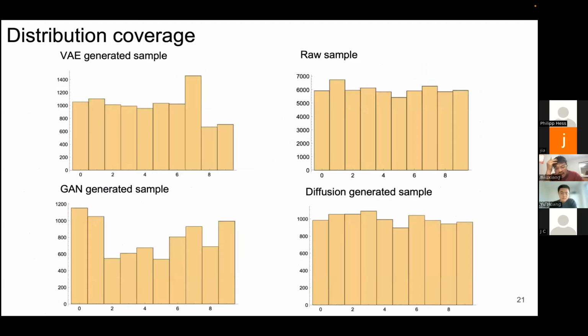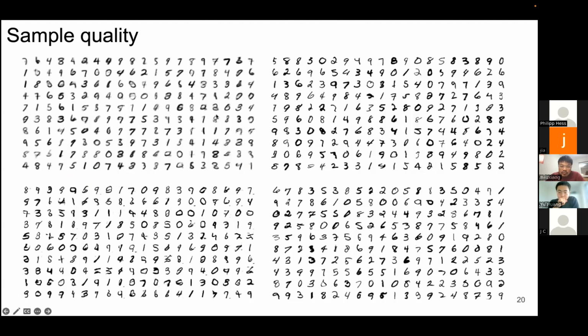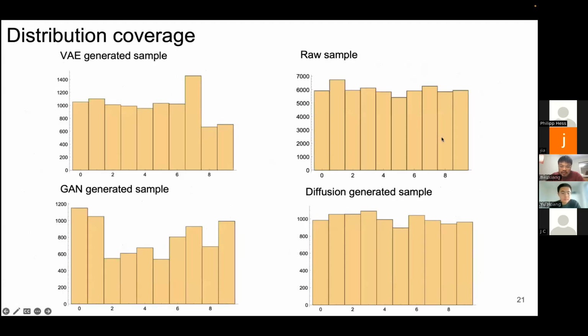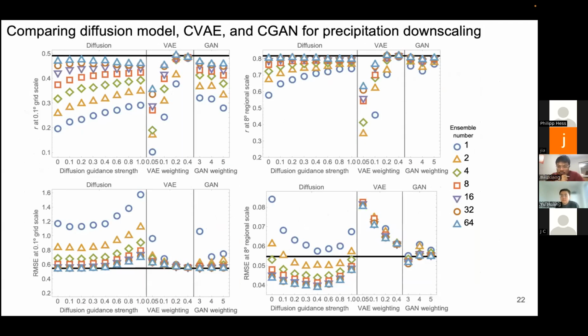And about sample distribution coverage, we can use a similar idea for how we rank different generative models. If we generate all these figures here, and we have a pre-trained classifier to tell if each is 0, 1, 2, 3, or 9, then we can have a class label for them. We generate like 10,000 samples and see how many are 1, how many are 0. So we get this distribution. We can see that the raw sample distribution and the diffusion generated sample distribution are pretty similar, while VAE and GAN have something called mode collapse. That is, they overestimate the samples for part of the modes while underestimating others. And here I'm showing the results for using diffusion models to estimate precipitation.